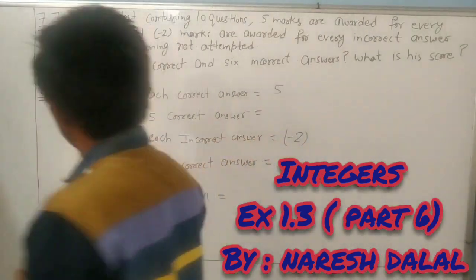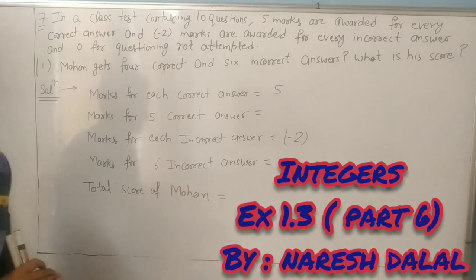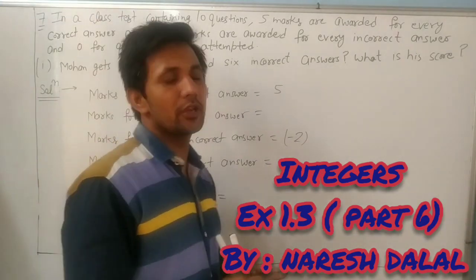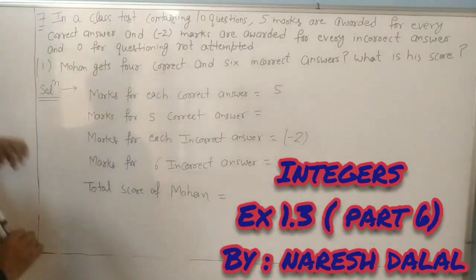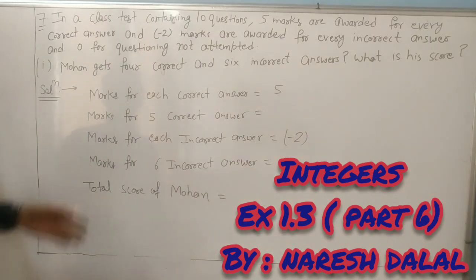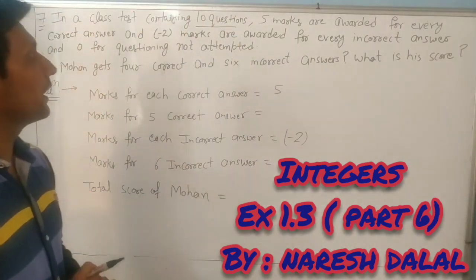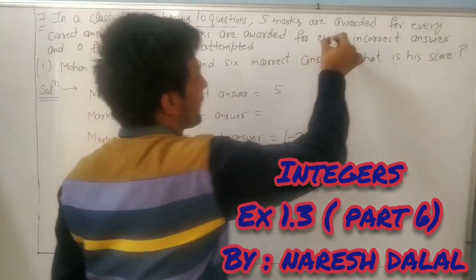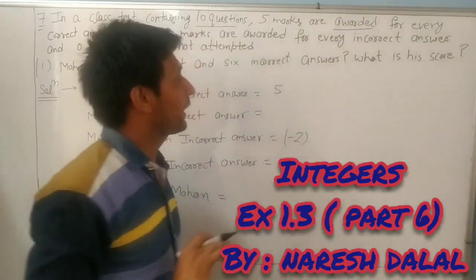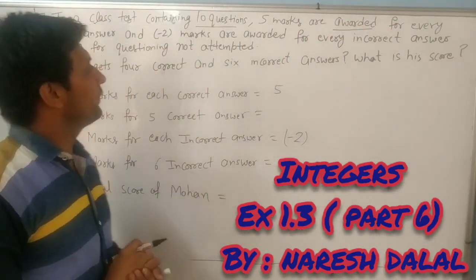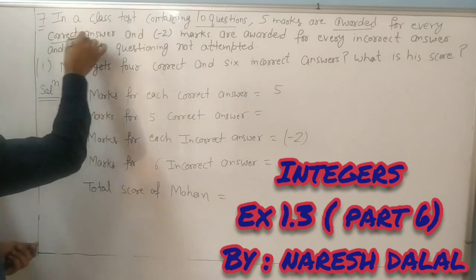Yes, today we are going to start our next question of exercise 1.3. Question number 7. What is given? In a class test containing 10 questions. How many total questions? 10 questions, dear. 5 marks are awarded. Awarded means given. Okay. 5 marks are awarded for every correct answer.